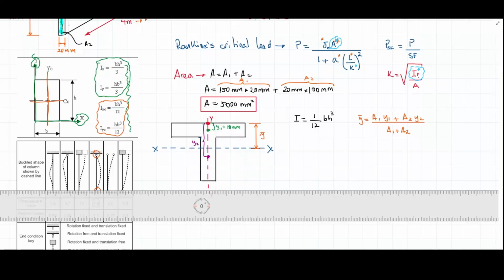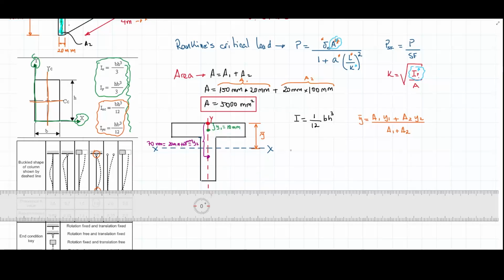And Y2 is going to be this whole vertical distance, meaning the whole thickness of this upper area, plus half of the distance of this area, because it is also located in the middle of the vertical section of that rectangle here. So it's going to be, this is 20 millimeters plus 50 millimeters. So it's going to be 70 millimeters right here. Then I have all the ingredients to calculate this.